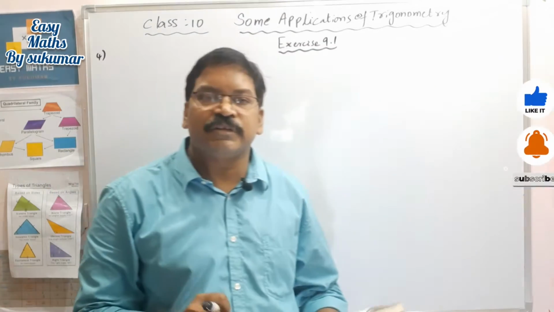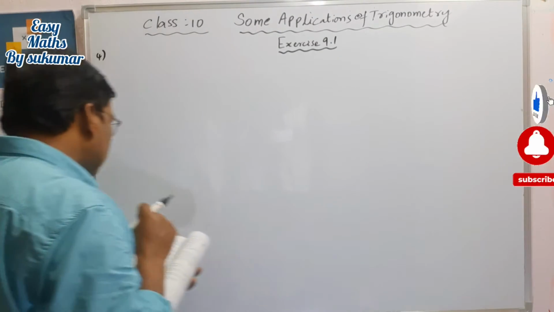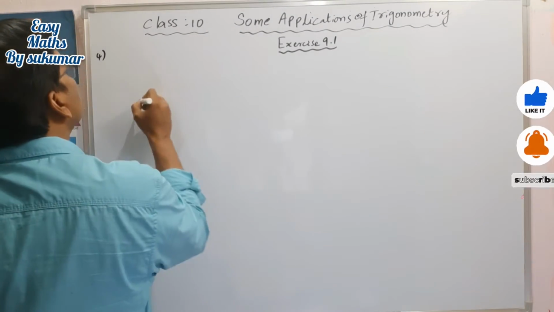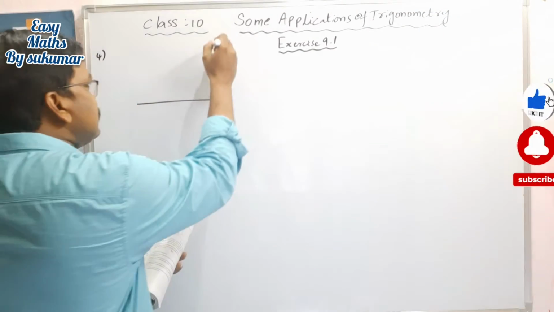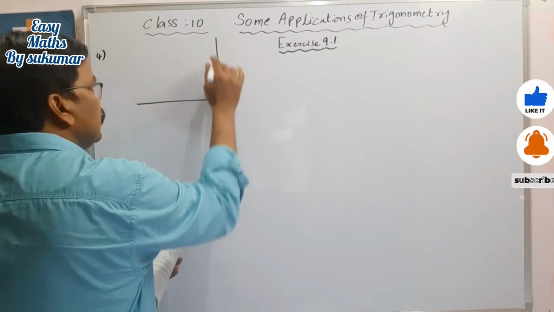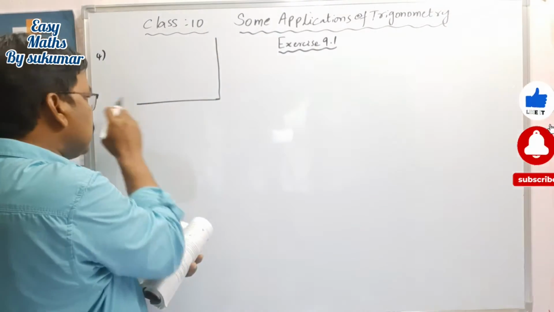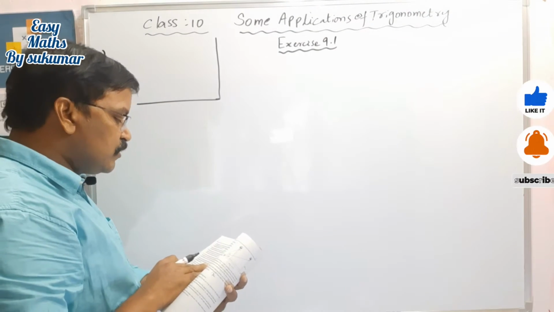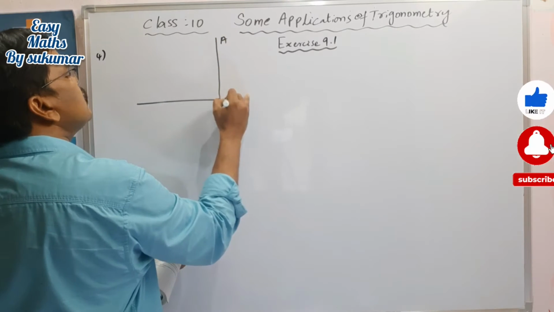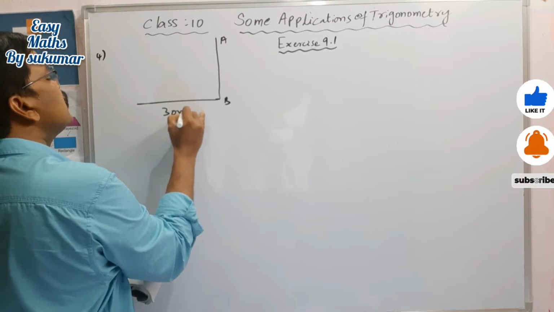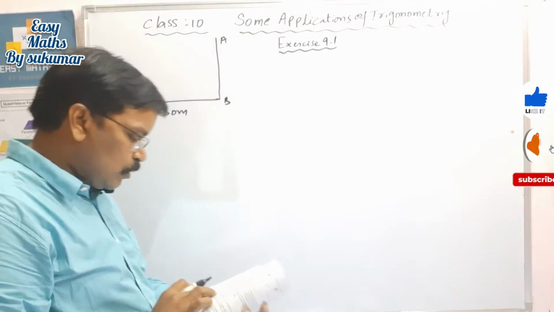Coming to the fourth question here. The angle of elevation of the top of a tower from a point on the ground. Just imagine this is the ground and this is the tower. You can draw this tower on this side also, right? This is the tower, this is the ground, right? Which is 30 meters away from the foot of the tower. So actually this is the tower, and this point is 30 meters away from the foot of the tower. Okay.